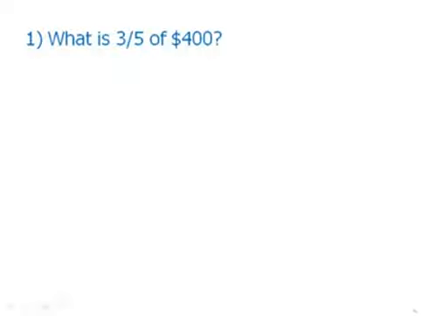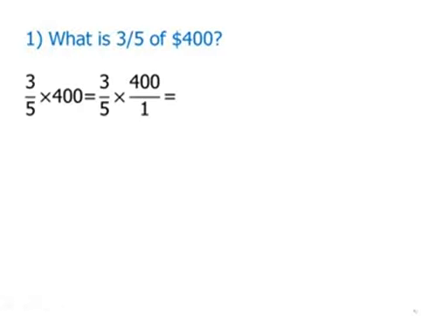This is a little simpler than you'd see on the test. What is 3/5 of 400? So this might actually be something that would be part of a larger problem on the test, but we'll just treat it as its own thing right now. 3/5 of 400, the of means multiply. So this just means 3/5 times 400. We write 400 as a fraction. We notice that we can cancel. Once we've canceled, then we can multiply and we get the answer.